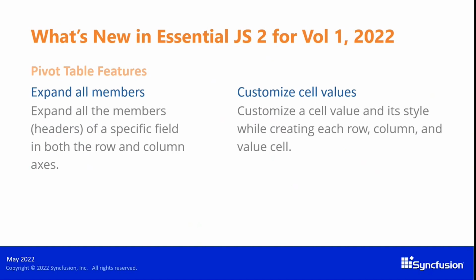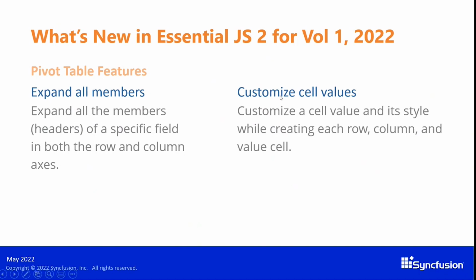And next, to the pivot table component, the expand all members feature has been added. This feature will allow you to expand all the members of both the row and column axis. So if you have the headers at the row and the column axis, you can now expand them all together by making use of this feature.